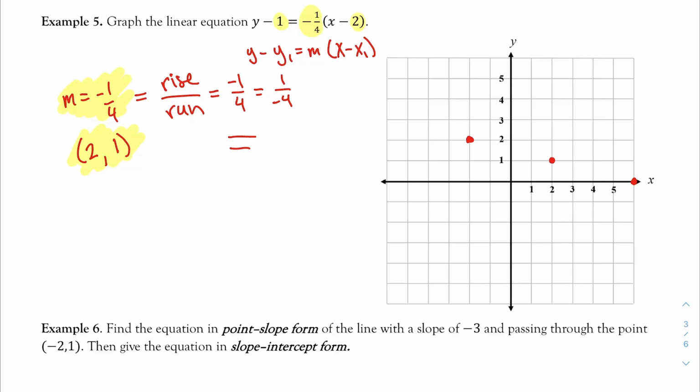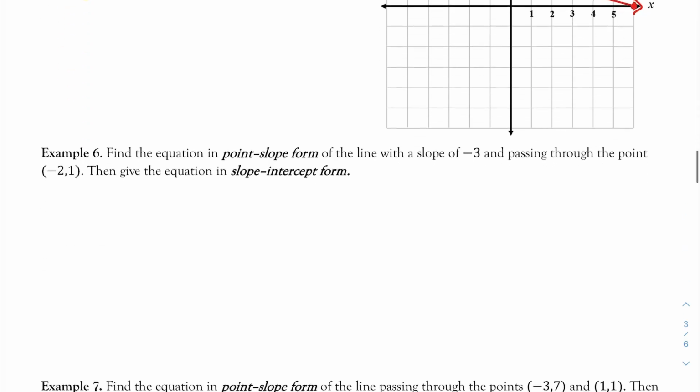So now I'm going to go ahead and draw a line to connect my dots, extending it all the way across my graph. Now I have the graph of this equation that was in point-slope form. So hence we are done with example 5. Let's move into example 6.